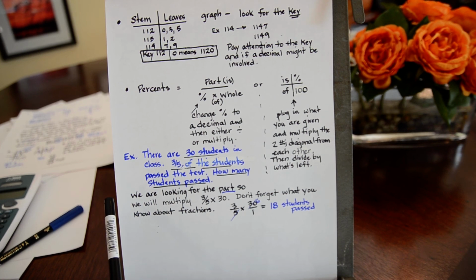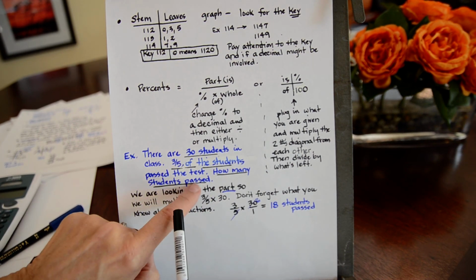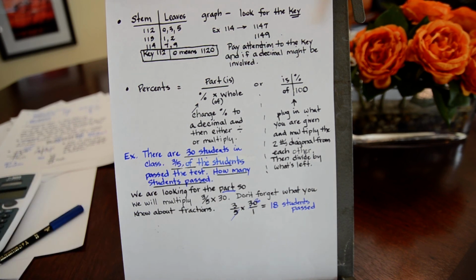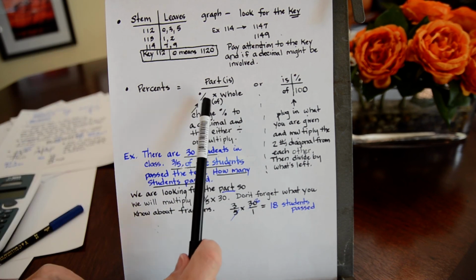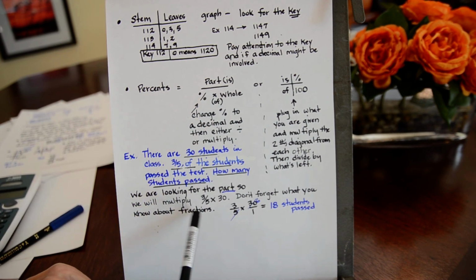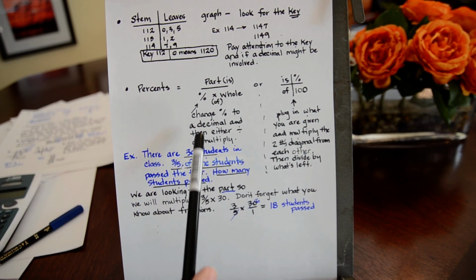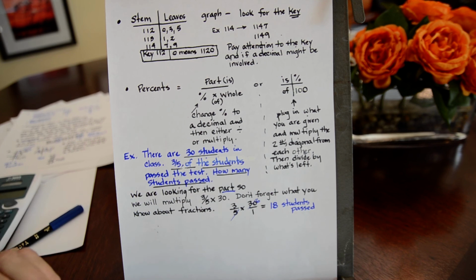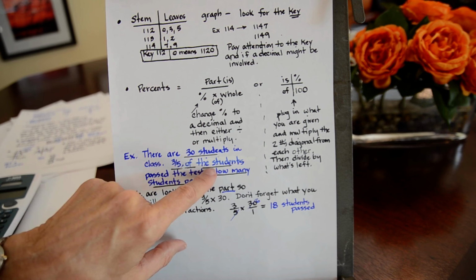How many students passed? Okay, we've got to figure out what we're looking for and what we have. We are looking for the part because it says how many students passed. I don't know how many students passed, but they did tell me how many students were in the whole class to begin with. And that was 30. So even though it's not in the form of a percent, every fraction is a percent. And the fact that I've got this word "of" denotes multiplication. So I want 3/5 of the 30 students.